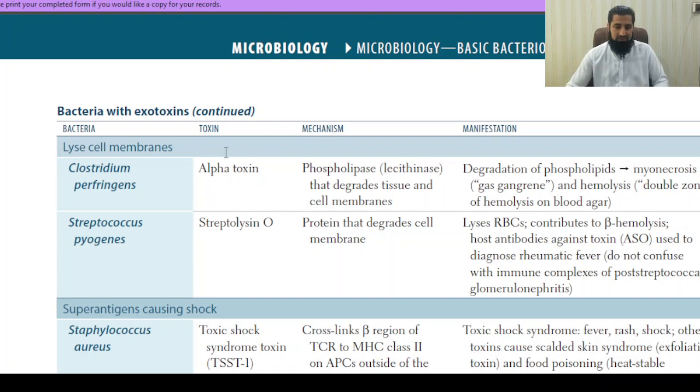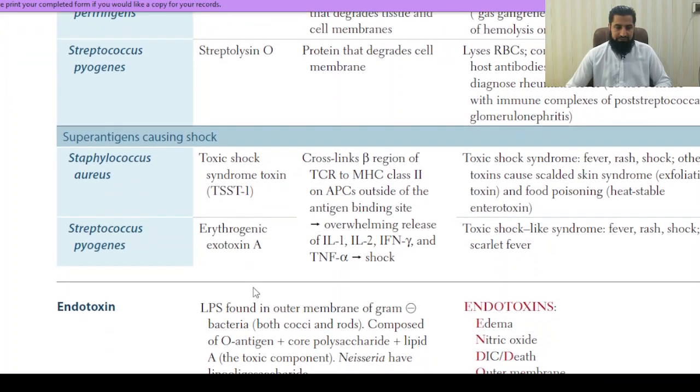Streptococcus pyogenes is streptolysin O toxins, and mechanism of this toxin action is protein that degrades cell membranes. This is RBC contribute for beta hemolysis. Host antibody against toxin is also used to diagnose rheumatic fever. Do not confuse with immune complex of post-streptococcal glomerulonephritis.